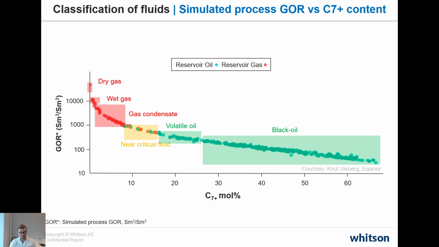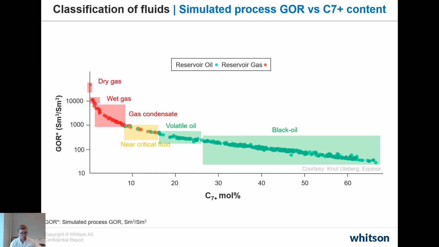Yet again, one thing that you probably noticed is the GOR on the y-axis had a star to it. Why did we have a star here? Well, the star refers to that all the GORs we see on this plot were processed through the same surface process. The reason Knut Uleberg at Equinor did that is that if you process all compositions through the same surface process, you're comparing apples to apples.